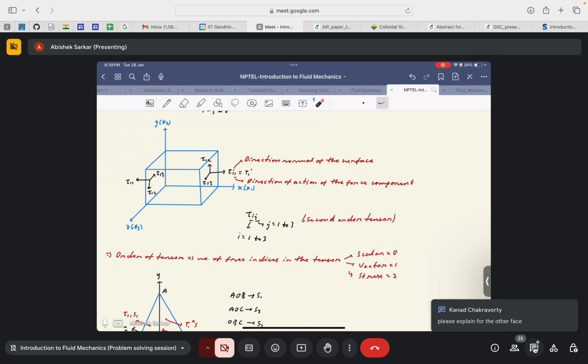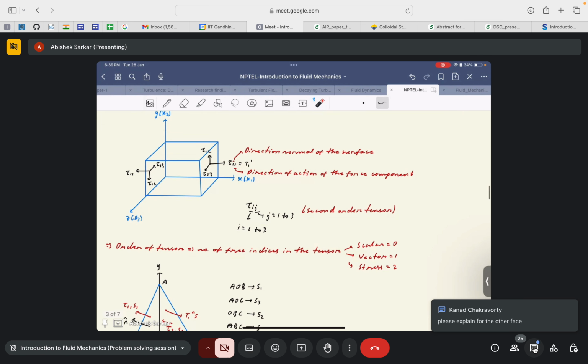Okay, sure. Thank you, Kanat. So there was an exercise given by Professor Chakraborty that you should find the stress components for all these 6 surfaces. Okay, and it's actually a very good exercise, because from that you will get to know how the stress components are derived and the corresponding sign conventions. So as Kanat asked, let us discuss the opposite face.